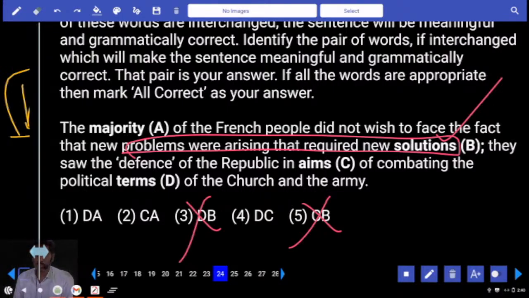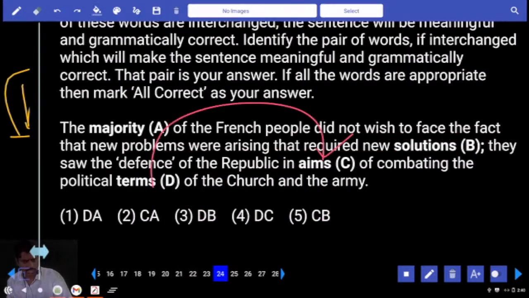They saw the defense of the republic in aims of combating, in terms of combating. In terms of combating the political aims of the church and army. CD, DC. Fourth option is the correct answer. We need to interchange C and D bold words.